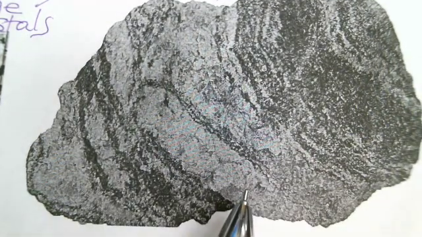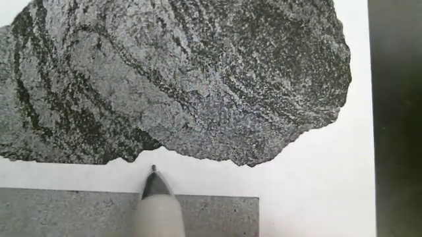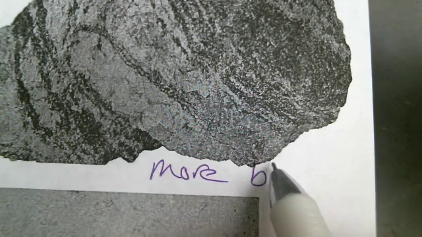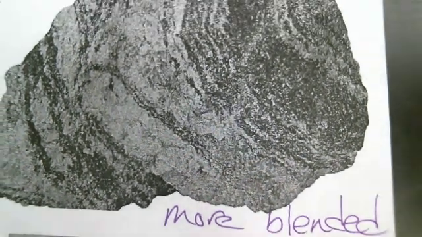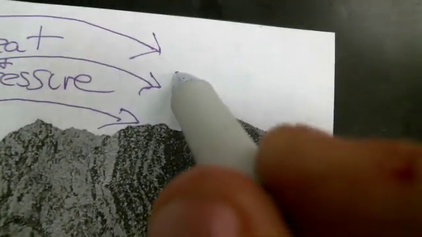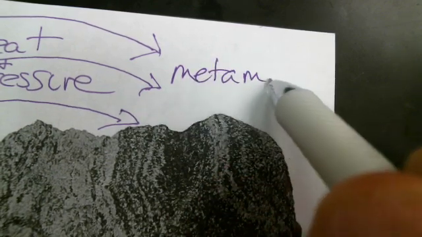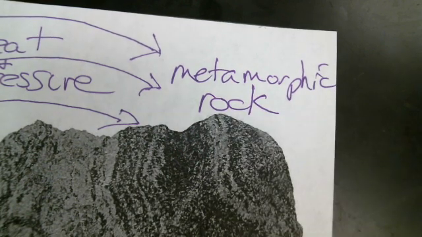And notice that the crystals are no longer so visible, and things are in stripes of sorts. Things are more blended together. So underneath the rock here, I want you to put more blended. And all of that results in a metamorphic rock. So up here in the upper corner, write metamorphic rock.